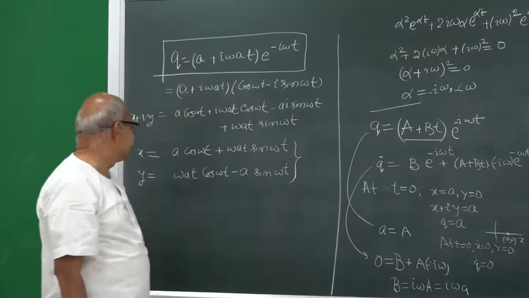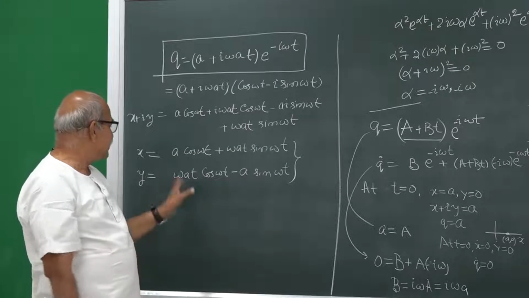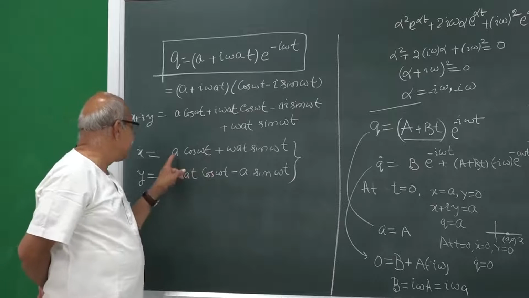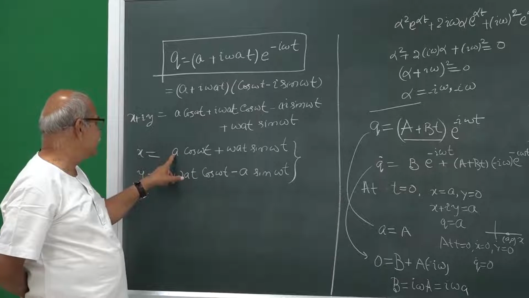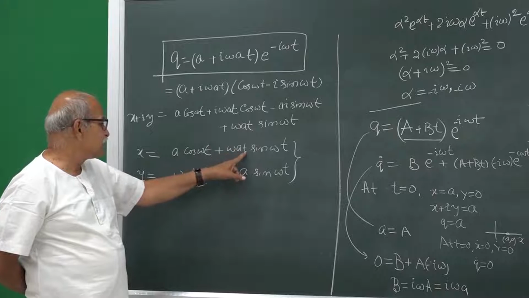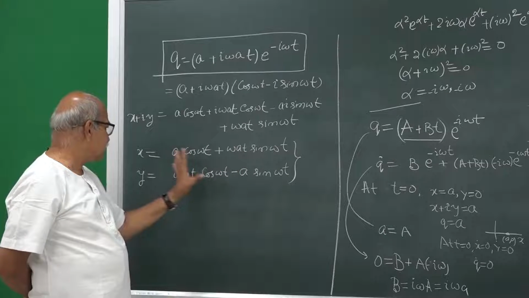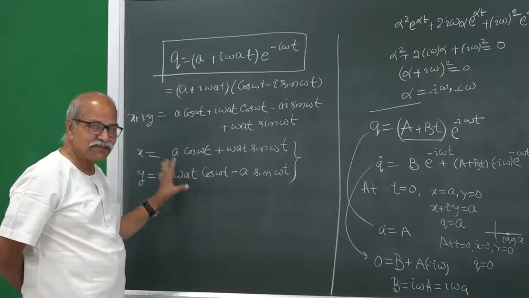So, these are the solutions of our problem, and dimensionally we can check that everything is all right. A is length, this is length, so A is length, fine. Omega is 1 by time and this time here. So, once again same dimension as A, so dimensionally also okay. So, these are the equations.